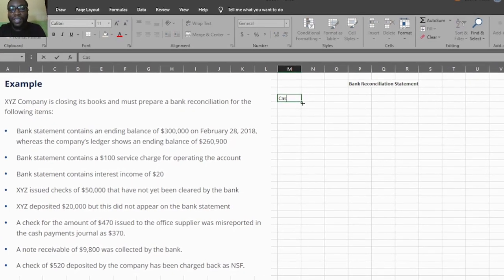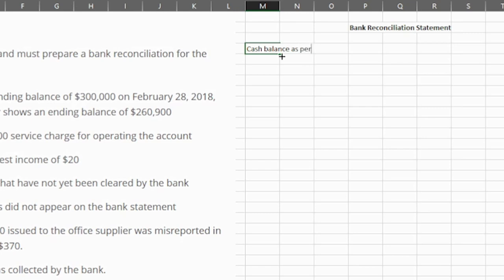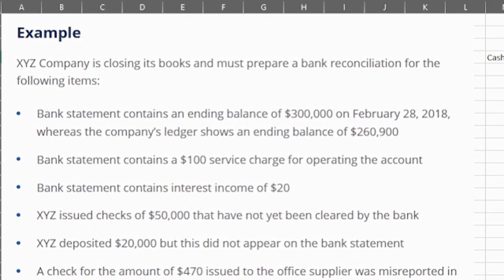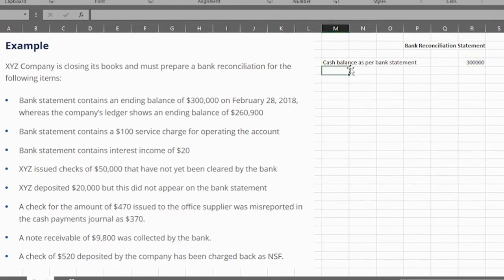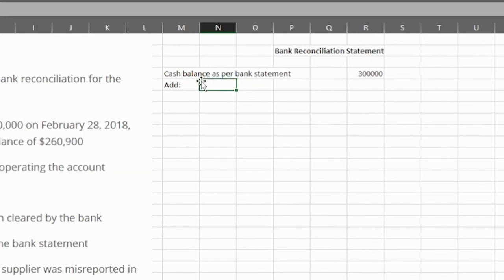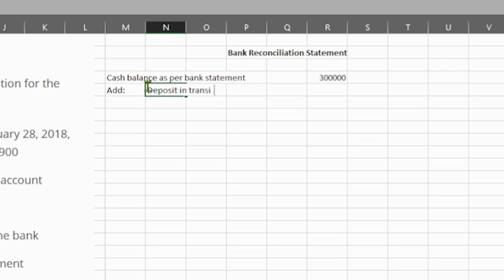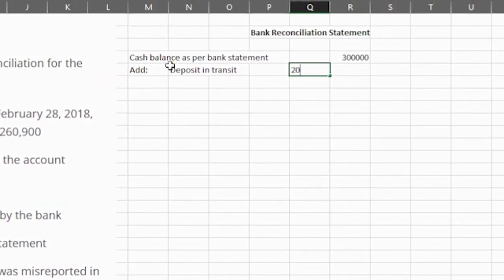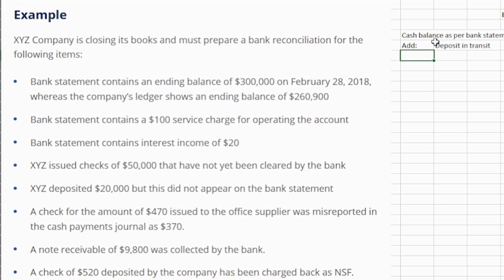First, we need to start with the cash balance as per bank statement. As per bank statement, we know that is 300,000. Then we need to add some things. What are the things we need to add? Deposit in transit, because we have recorded that in our cash book, but the bank is yet to add that amount. So you add a deposit in transit, 20,000 dollars.